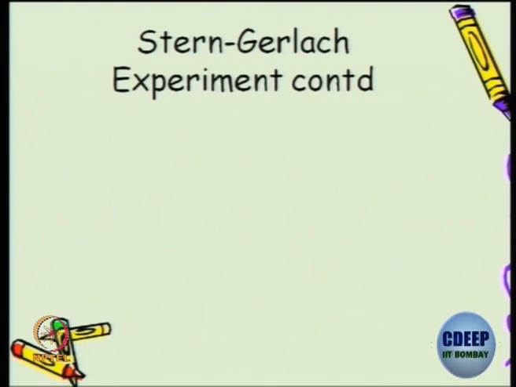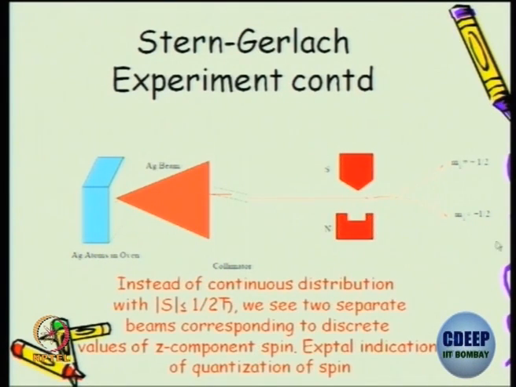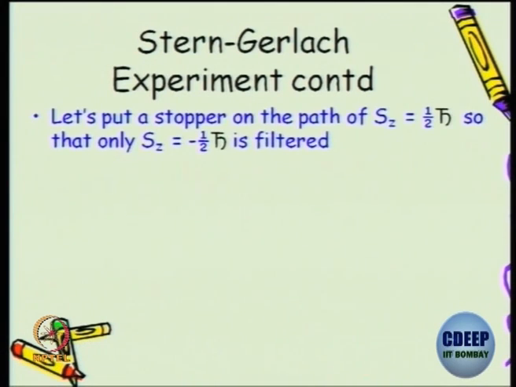Okay, so you can do one thing here: you can put a stopper to prevent this beam from going further. You can just absorb it and filter so that only the magnetic spin quantum number minus half keeps propagating. This is what I am saying here. Let us put a stopper on the path of S_z equal to plus half h cross, so that only S_z equal to minus half h cross is filtered. You can do this kind of filtering of the beam coming in one direction.